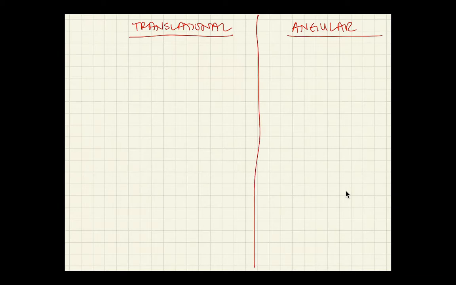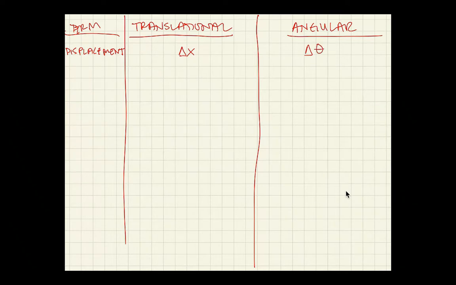So translational, we had displacement. For translational, that was change in position. Well, angular is going to be change in angular position. So delta theta. Hey, cool. How much did the angular position change?